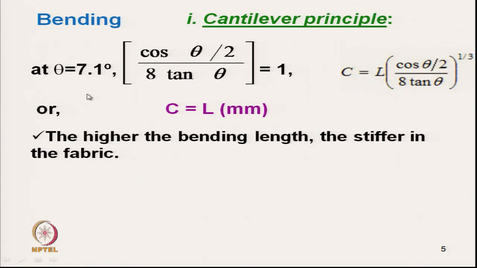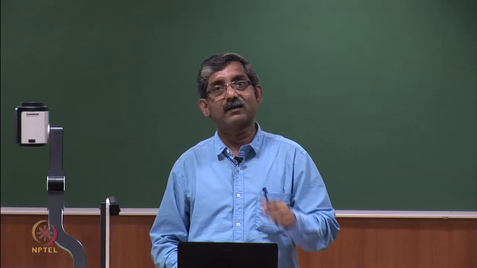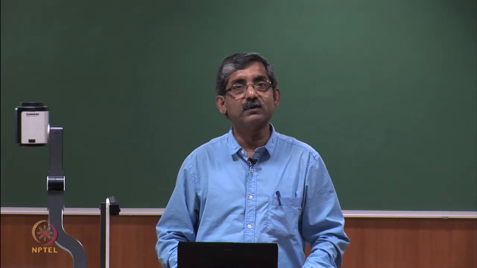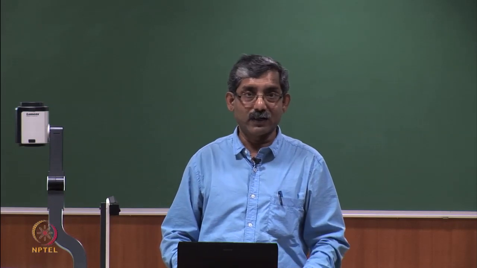In that case, the directly overhanging length will show the bending length, but the problem is that the fabric is very flexible. So, the measurement of 7.1 degrees will come immediately after the hanging. So, that is why we normally do not use the value 7.1 degrees.